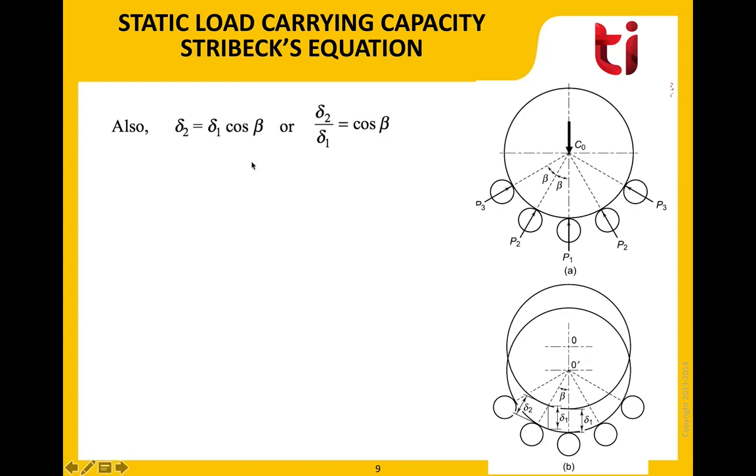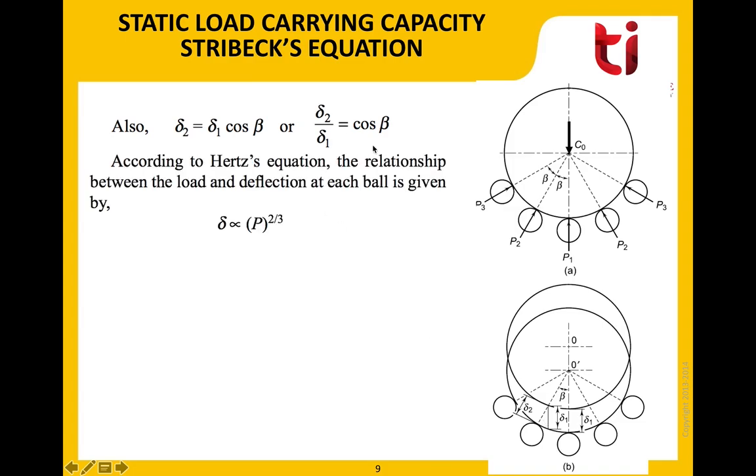Now, let's have a look at this equation. That is delta 2 equal to delta 1 cos beta. Delta 2 is the radial deflection for this particular ball. And it's easy to write delta 2 equal to delta 1 cos beta by resolution of these radial distances, or delta 2 by delta 1 equal to cos beta.